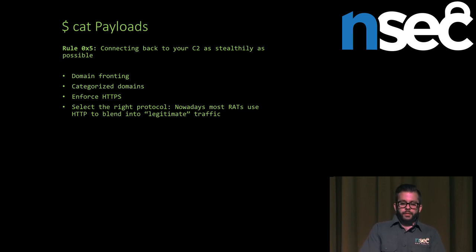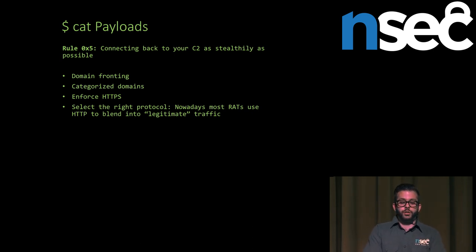Rule number 5: connecting back to your C2 as stealthily as possible. There are a lot of techniques that were publicly disclosed lately, like domain fronting. Using a legitimate domain to front your C2 domain is something quite cool, because your client is going to see traffic to a legitimate, let's say, Microsoft website. Then from there, you can send the data back to your C2. So it's kind of hard to figure out what's going on from an IR perspective. A little bit harder, at least.